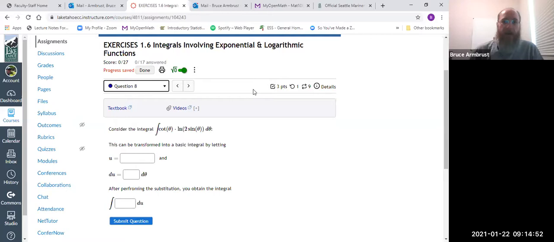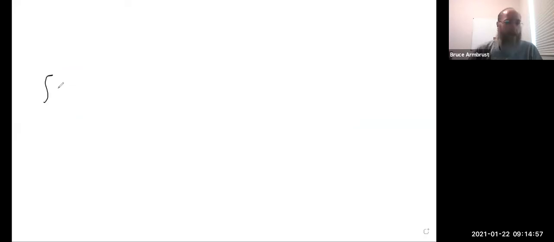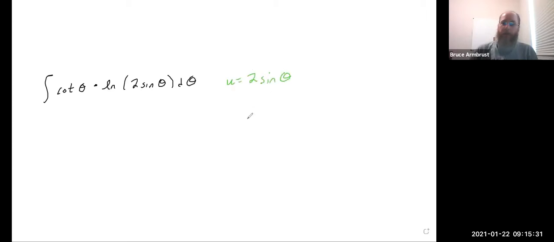This is one where, well, let me write this out first. So we're looking at the integral of cotangent times the natural log of 2 sine theta. Now, I would not be surprised at all if some of you started with, let's try doing a u substitution, but let's let u equal 2 sine of theta.